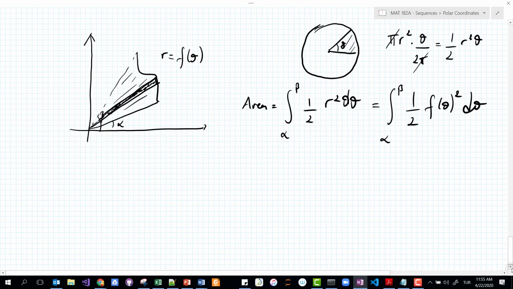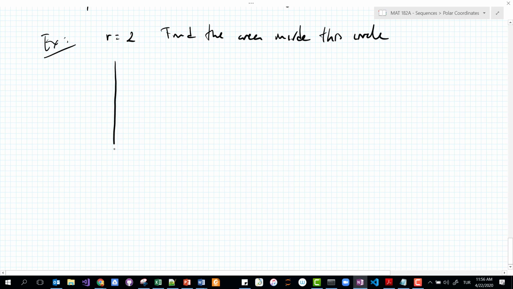So let's look at some examples. Example 1: if my formula is correct, it should work for a simple circle problem. I want to find the area inside the circle. This is my circle, and my radius is 2. I want to figure out this area. How am I going to find it?